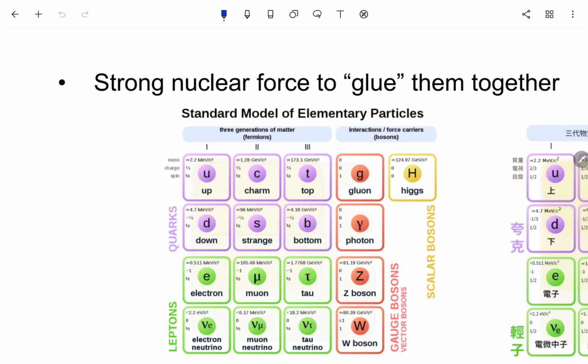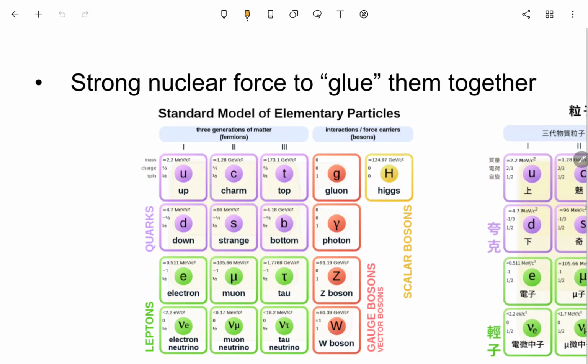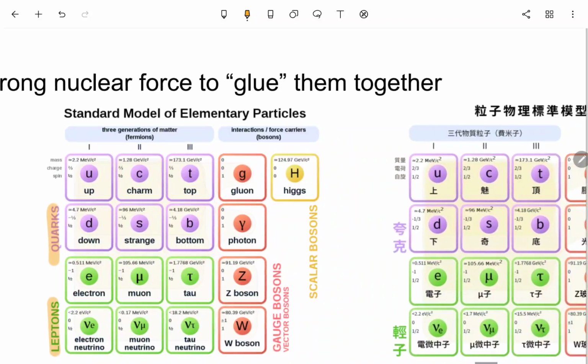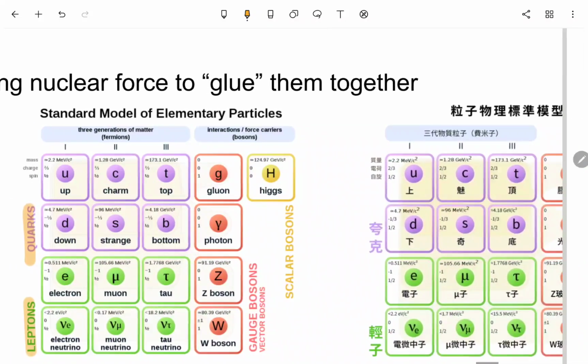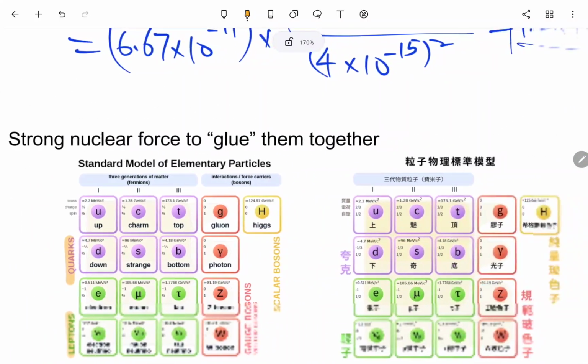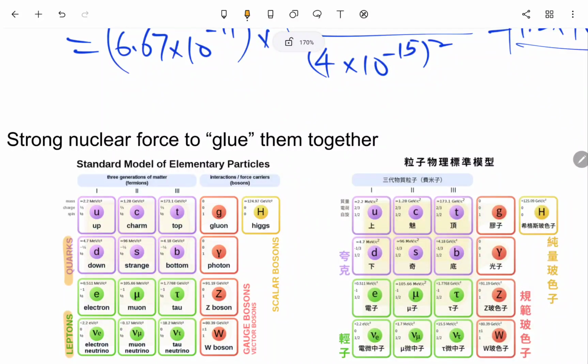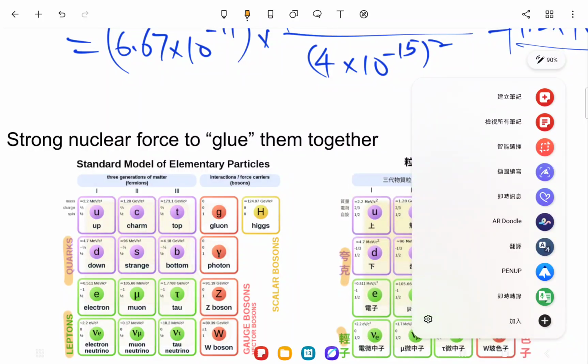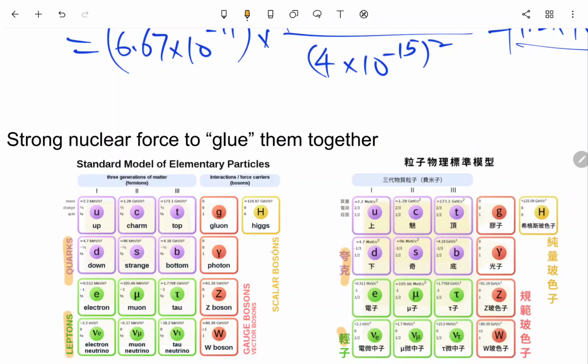Okay, so something is called the quarks, and something is called the leptons. If you don't like the English, you can also refer to the Chinese table. Quarks and leptons. And then also some other scalar bosons and gauge bosons, but we don't care about that.